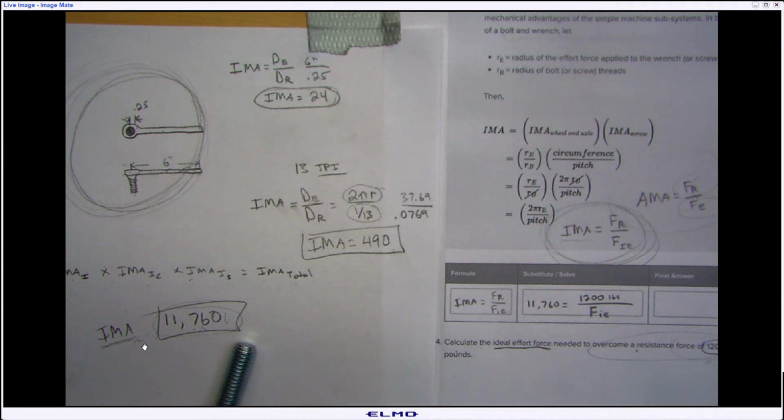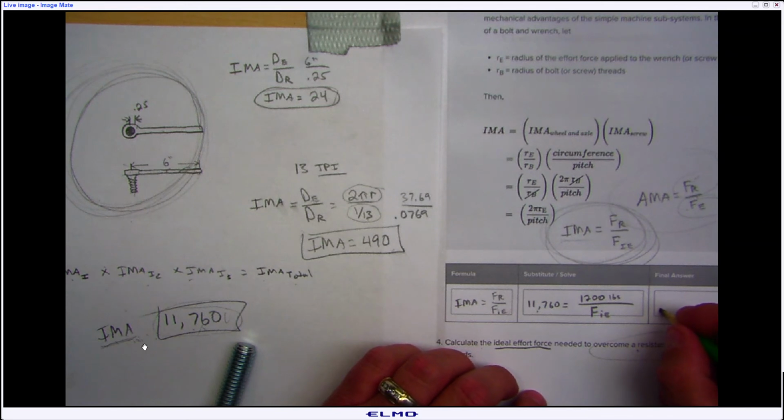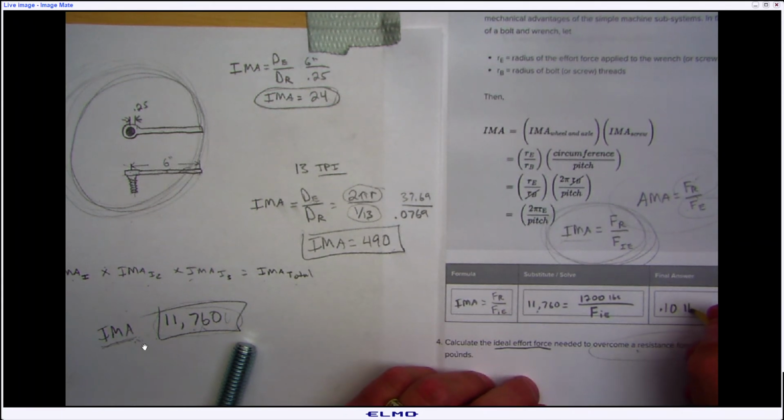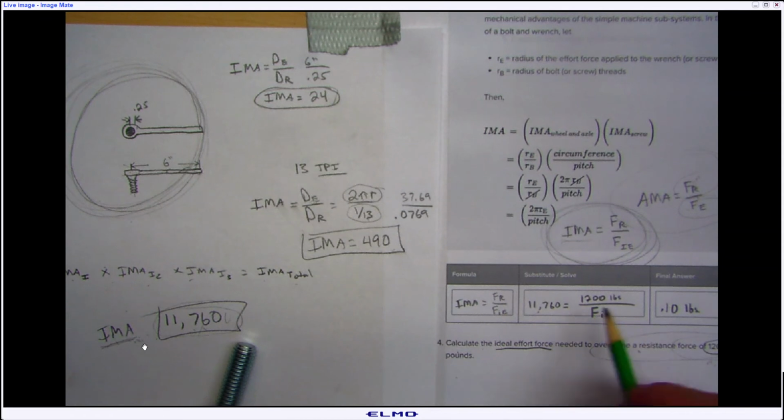So there you go, algebra: 1,200 divided by 11,760. I pop that into my handy dandy calculator and I get 0.1, I'll just round that to two decimals, 0.10 pounds. That's pretty amazing, actually, if you really think about it. I can produce 1,200 pounds with a tenth of a pound of force.